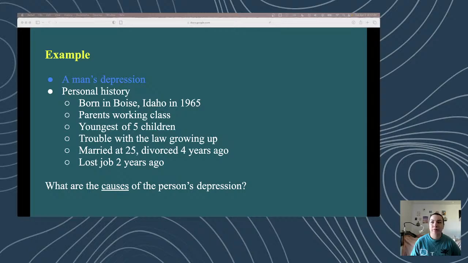Let's take one man's depression. He is depressed. His personal history is that he was born in Boise, Idaho in 1965, that his parents are in the working class, so low to middle socioeconomic position. He's the youngest of 5 children, so battling for attention in this household, ostensibly. Got in trouble with the law growing up, and was married at 25 and divorced 4 years ago, and lost his job 2 years ago. Kind of a lot of bummer of stuff that all could feasibly contribute to depression.